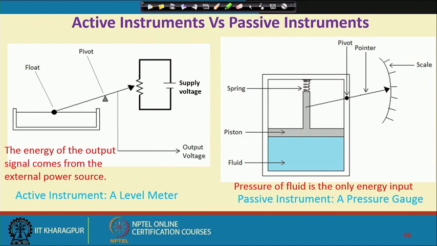Whereas, this simple pressure gauge, the fluid acts on this piston, a force is generated, piston rod goes up and there is deflection of the spring because this force deflects this spring, which is transmitted to this movement of the pointer against the scale. This pressure gauge does not require any auxiliary source of power. So, this is an example of passive instrument.